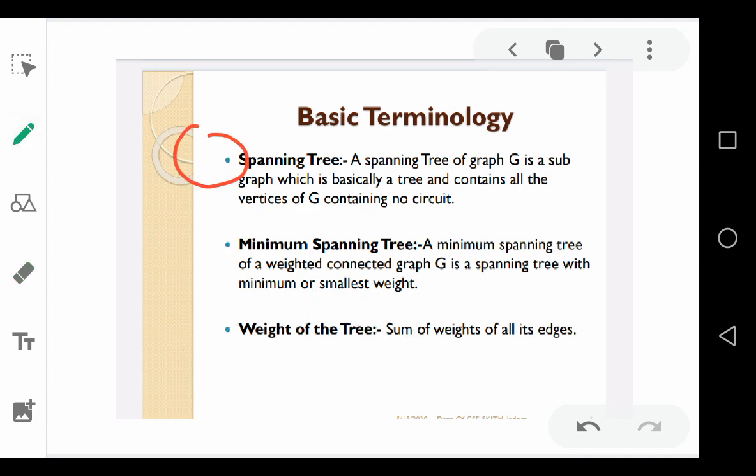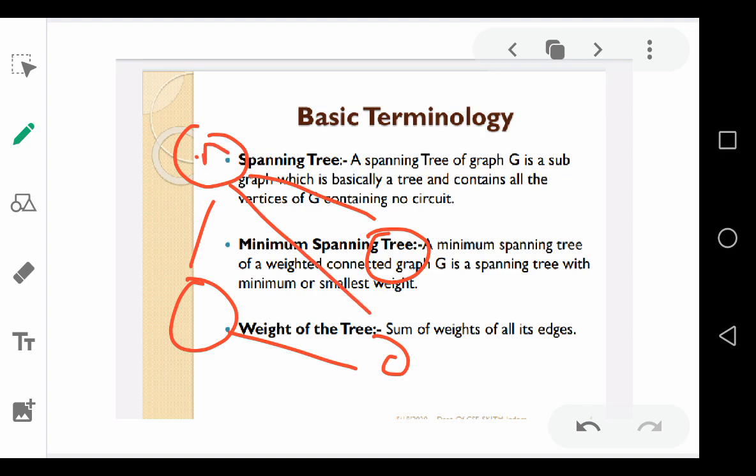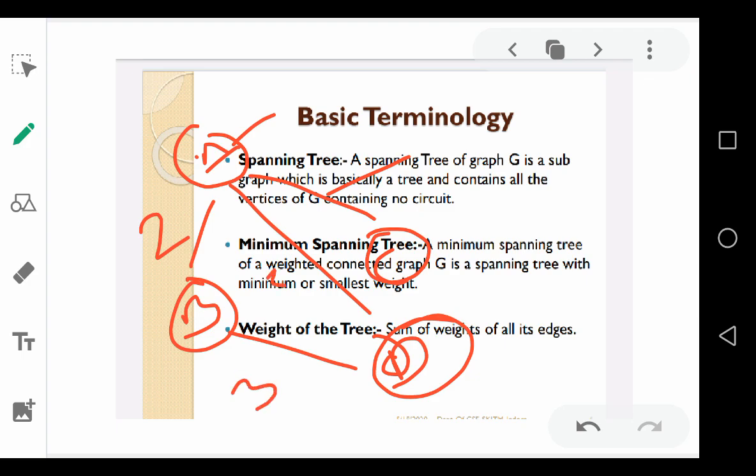Suppose we are having one graph. So let us consider the nodes A, B, C and D. This is the node and this is the edge. Suppose 2 is the weight, 3, 5, 4, 7. So this value 2 is representing the weight of an edge connecting the nodes A and B.